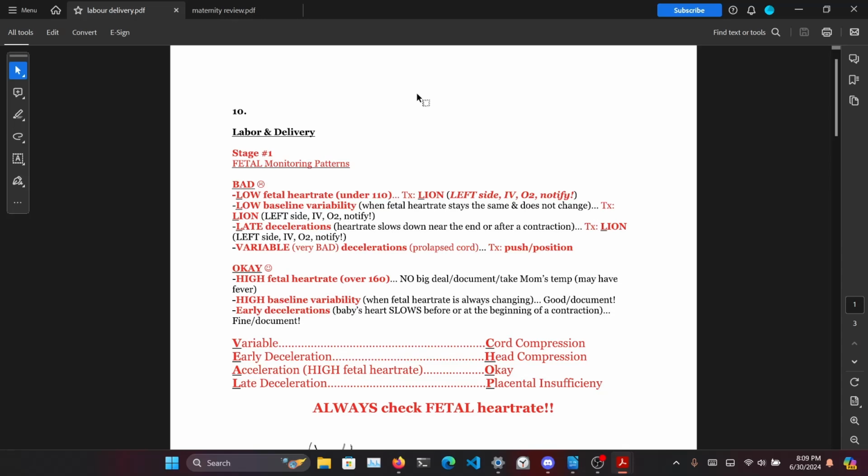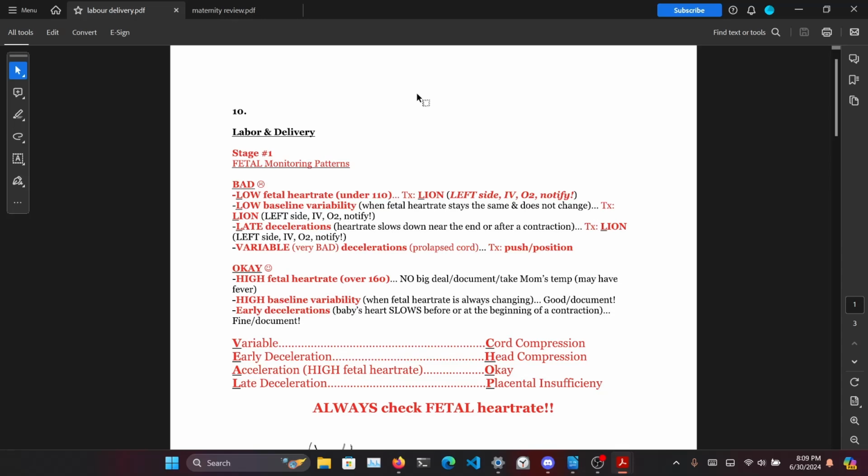We studied that in cases of HIV and hepatitis B, we don't do PV examinations, right? This is to prevent exchange of blood between the mother and fetus. So in this case we avoid internal fetal monitoring unless it is very urgent, right?